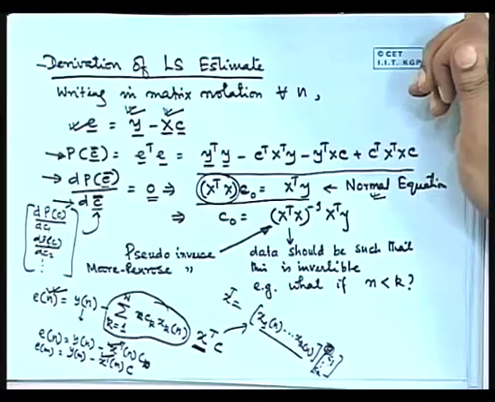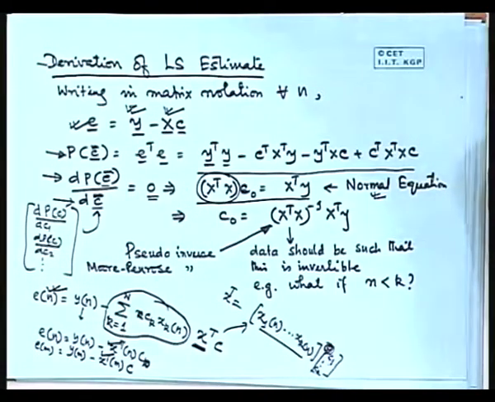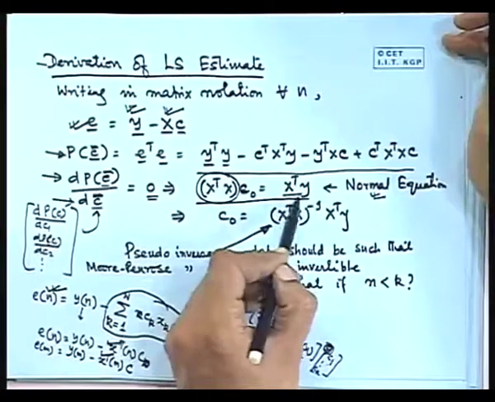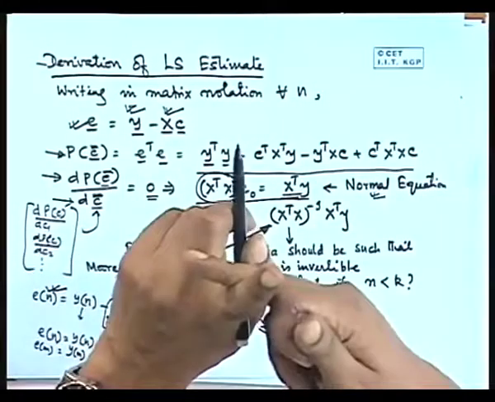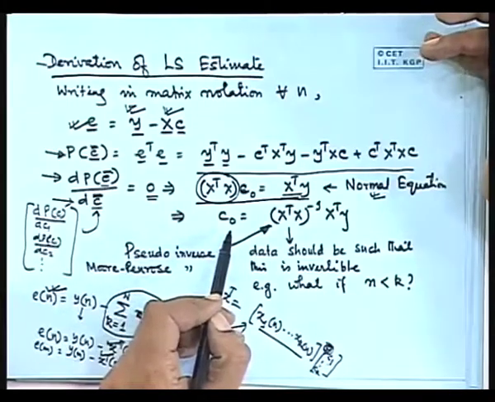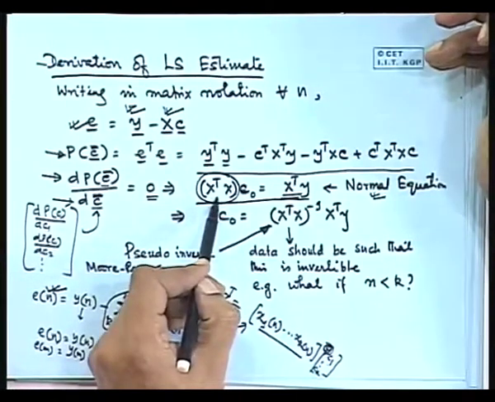There you got R because you had an expectation. Now you don't have any expectation. You are only doing it with respect to that data set. And this is like the cross quantity between y and x, right? So you get the same normal equation, and now what is the dimension of this matrix?